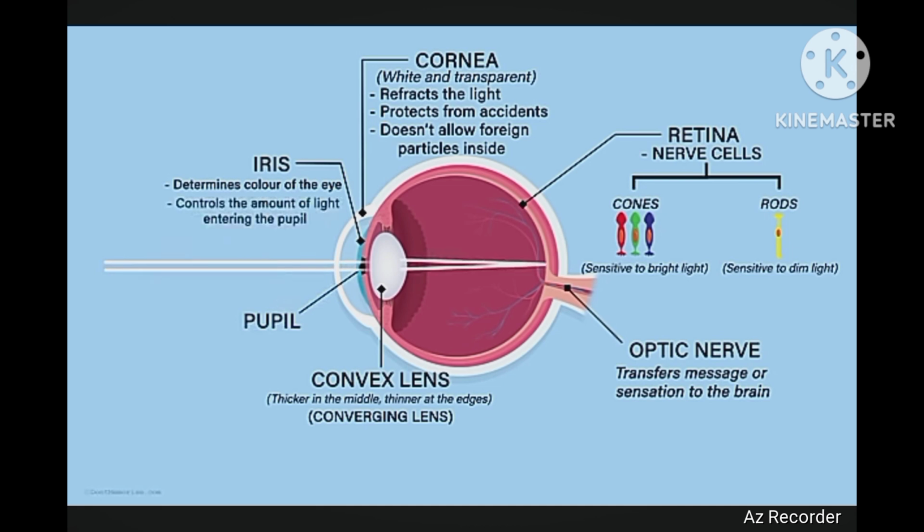The iris controls the light entering through the pupil by contracting and expanding. Behind the pupil, there is a converging lens which focuses light on the retina. The retina consists of two types of nerve cells, namely cones and rods. They transfer the message through the optic nerve.